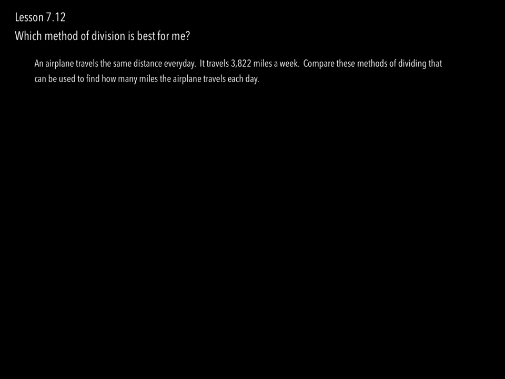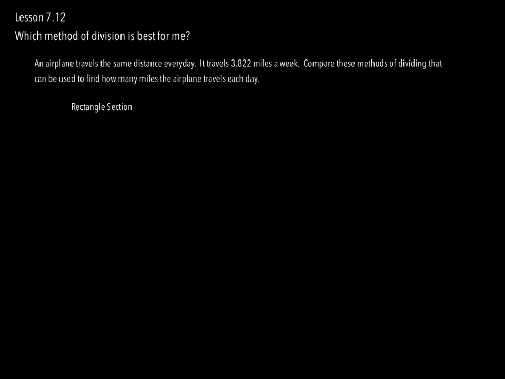All right, our story problem is, an airplane travels the same distance every day. It travels 3,822 miles a week. Compare these methods of dividing that can be used to find out how many miles the airplane travels each day. So when we look at this problem, boys and girls, we're going to take the total number of miles traveled in 1 week, and we want to figure out how much it travels a day. Okay, so to do this, we need to know how many days in the week. Now, hopefully, boys and girls, you know that. If not, I think we have some other learning we have to do, but there are 7 days in a week. So let's start with our first example, and this example is the rectangle section method of division.